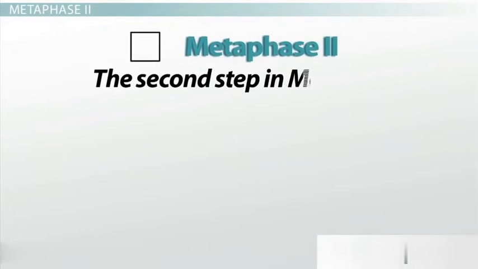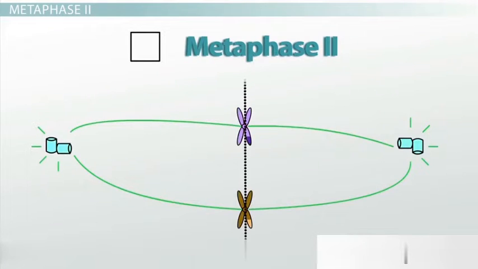Metaphase 2 is the second step in meiosis 2. At metaphase 2, each chromosome is aligned at the metaphase plate. As in mitosis, each chromosome is held in place at the metaphase plate by equivalent spindle tension on each side.